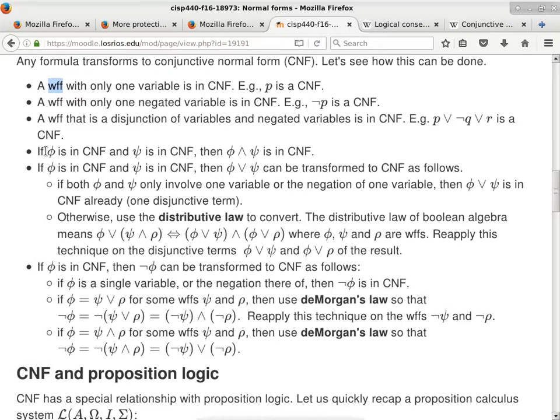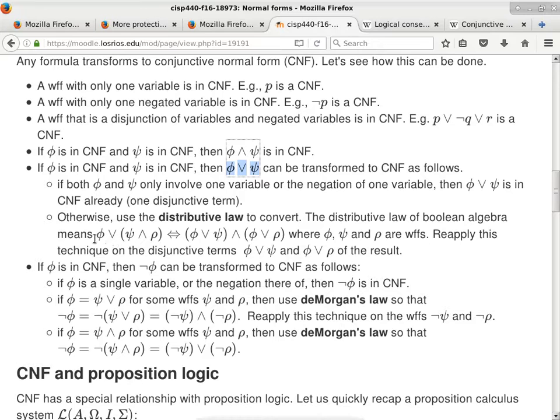So this is the part where it gets kind of recursive, because it says if phi is a CNF and psi is a CNF, then the conjunction of those two is a CNF. Okay, that part we talked about already. So now the question is, what if we have a disjunction instead of a conjunction? What if phi is a CNF and psi is a CNF, but then we have a disjunction of those two? If you have a disjunction of those two, then you can use the distributive law so that you can just distribute everything and then it becomes a conjunction again.